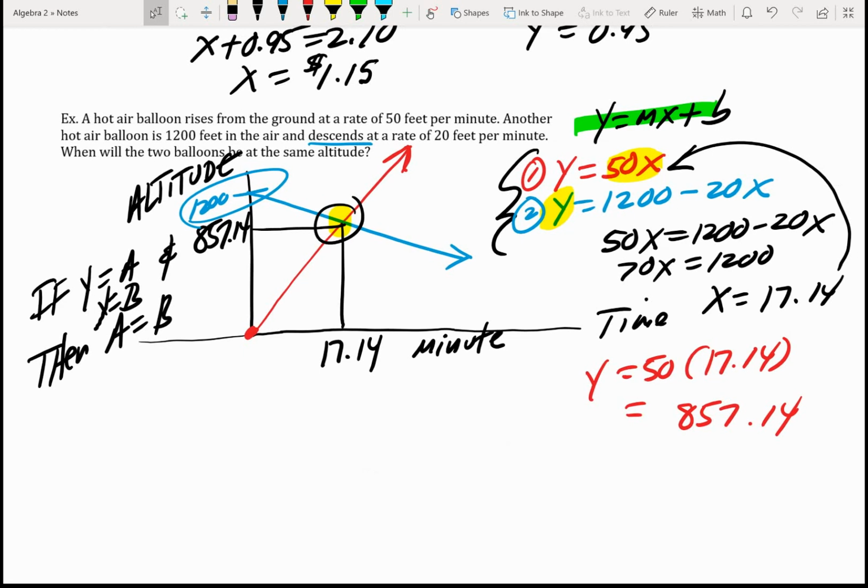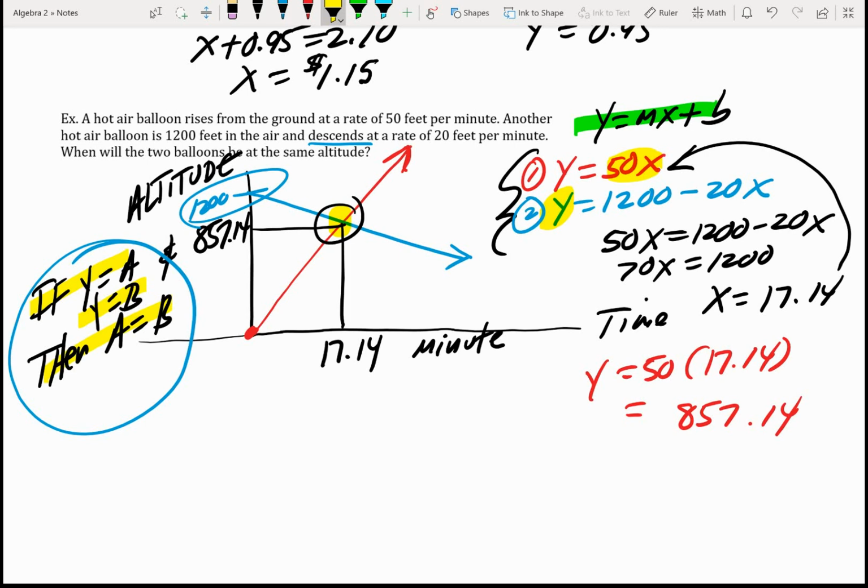The easiest substitution problems you will ever have to solve. Why is that? Because as I said yesterday, if y equals a and y equals b, then a is equal to b. I can set them equal to each other. Y equals 50x, y is equal to 1,200 minus 20x. I can substitute 50x for the other y. So 50x equals 1,200 minus 20x.